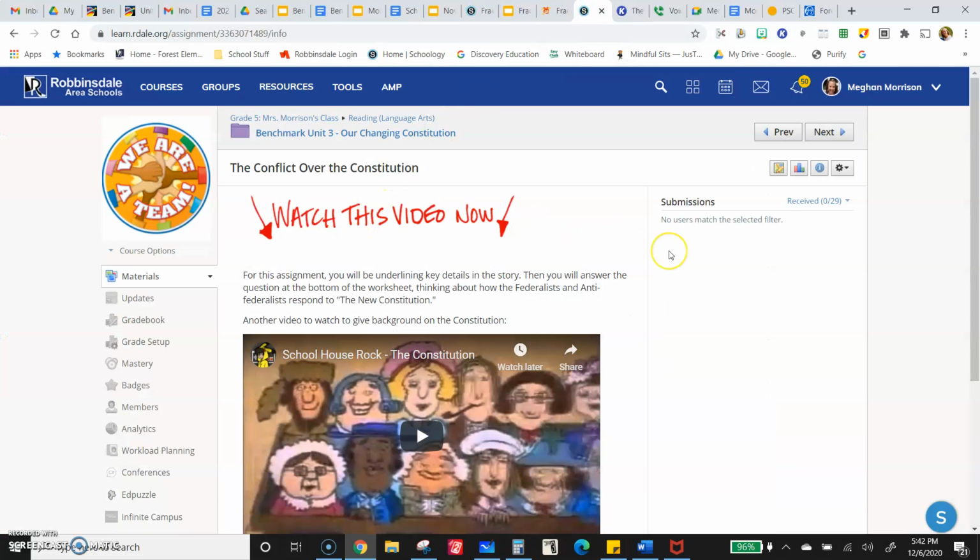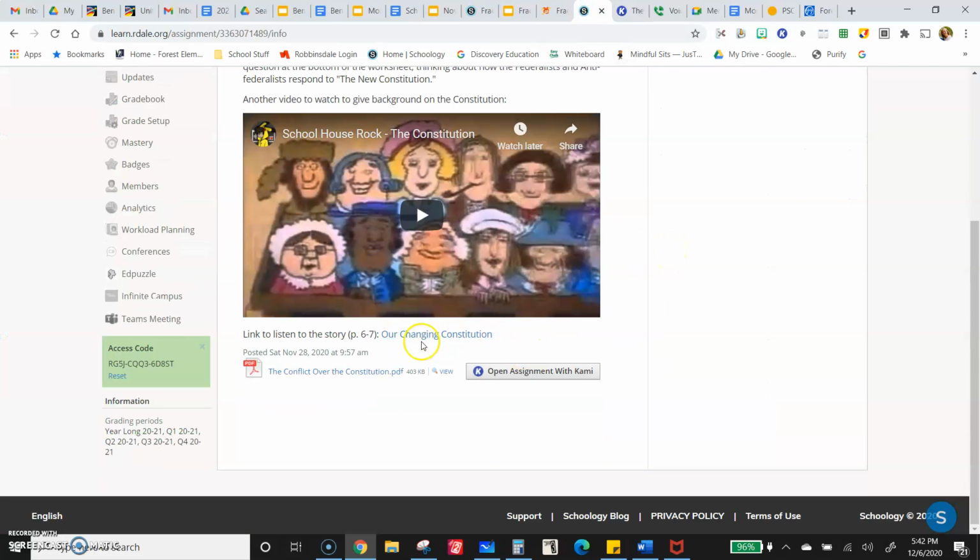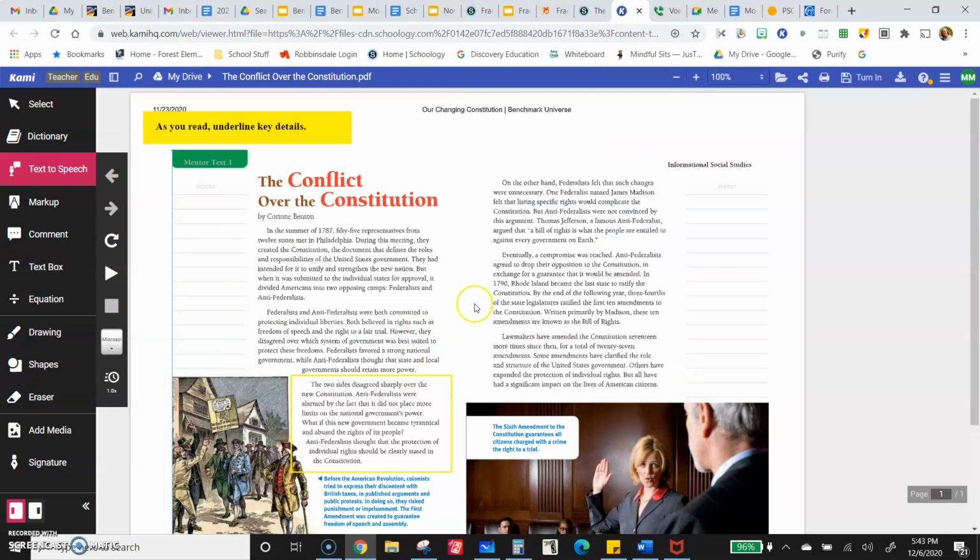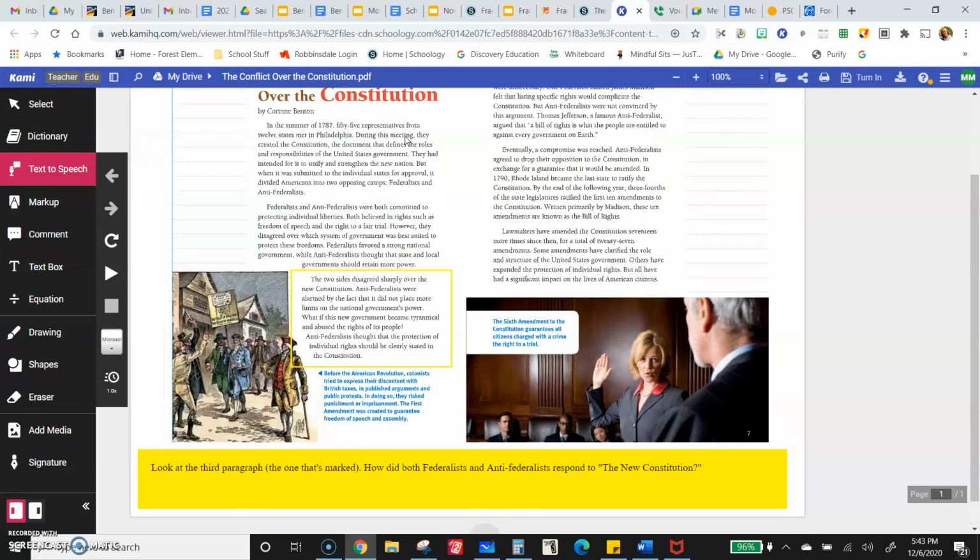Make sure if you want to listen to it, there's a link right here, and then you can go find it on pages 6 and 7. It will read the story to you. I would highly recommend that because there are some big words in there. Federalists, Anti-Federalists were the two different sides that were disagreeing about the Constitution. Now, what you have to do is, as you read, underline key details, and then there's a question.